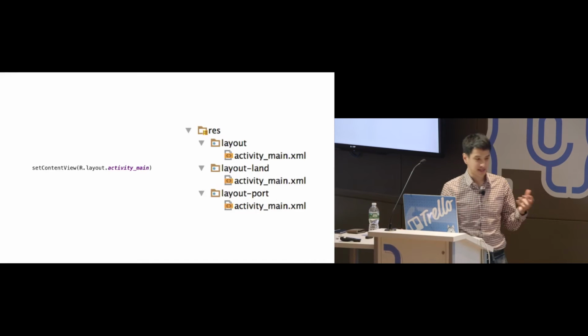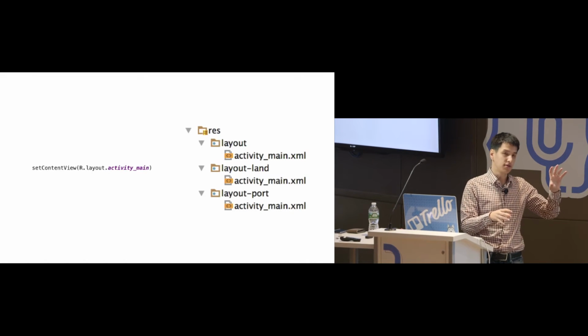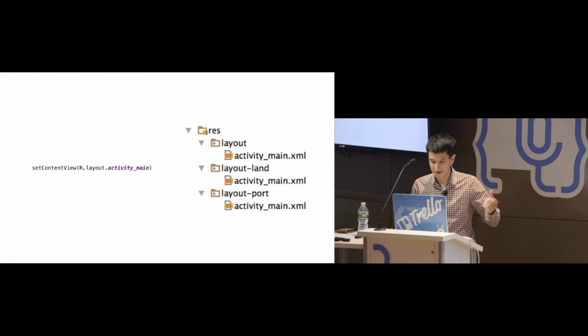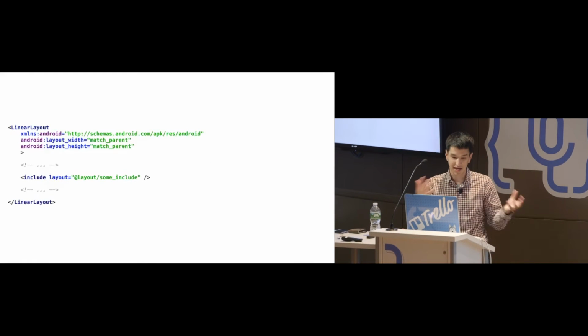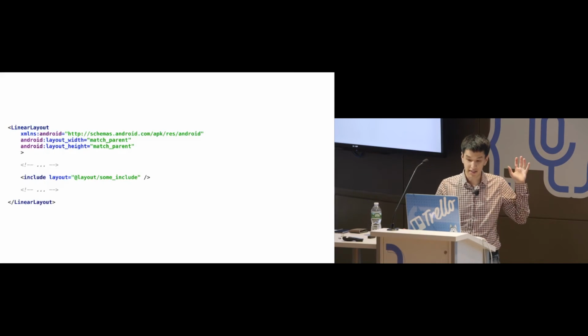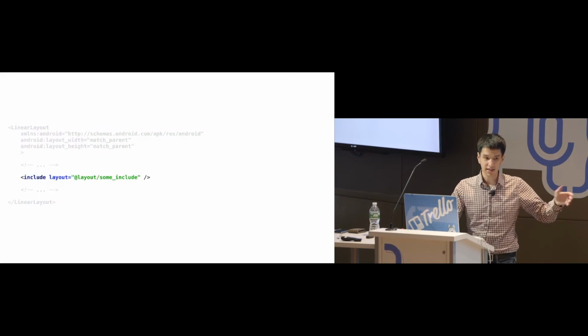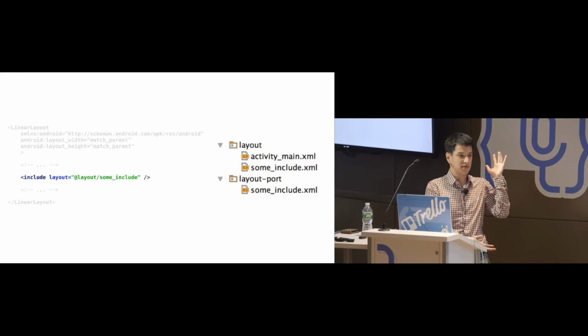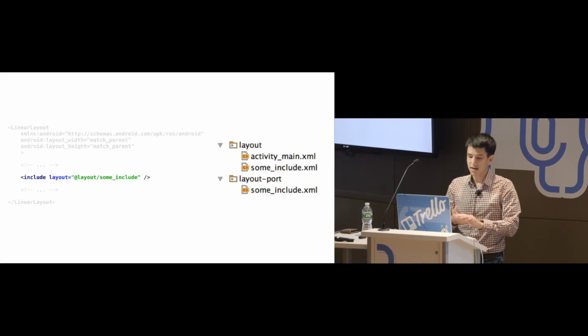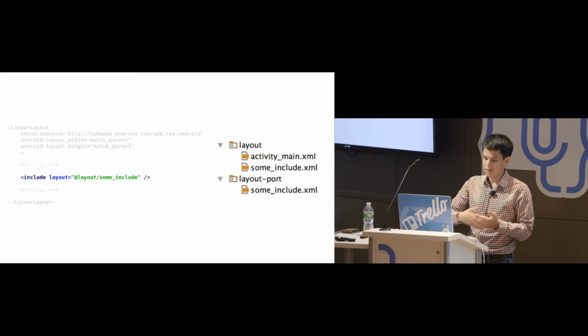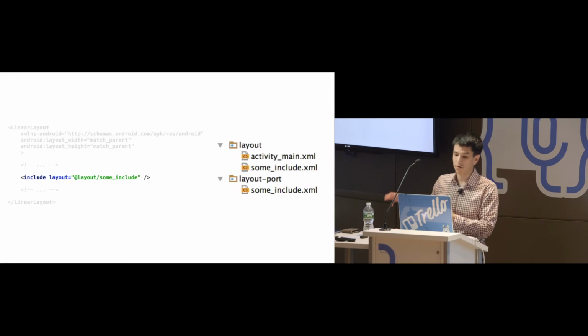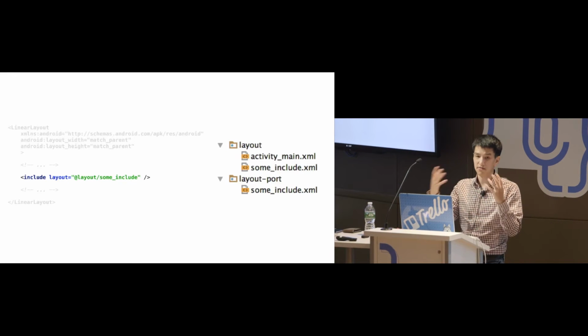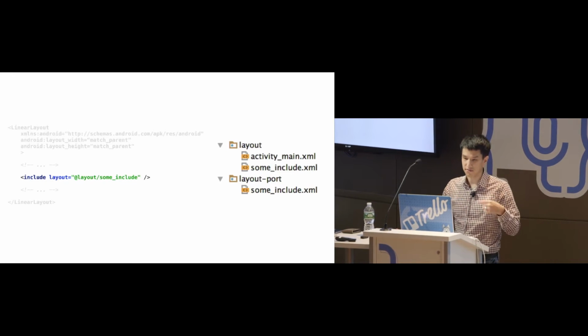So what's better in this case is to just have the parts of the view hierarchy that change split out. Let's imagine this is my activity main, and somewhere in there I have an include that points to some include. And this is how my directory structure looks. Everything that doesn't change between the activities is just in activity main, and then for landscape orientation I have one set of layouts, and for portrait orientation I have a different set of includes that has different views set up.